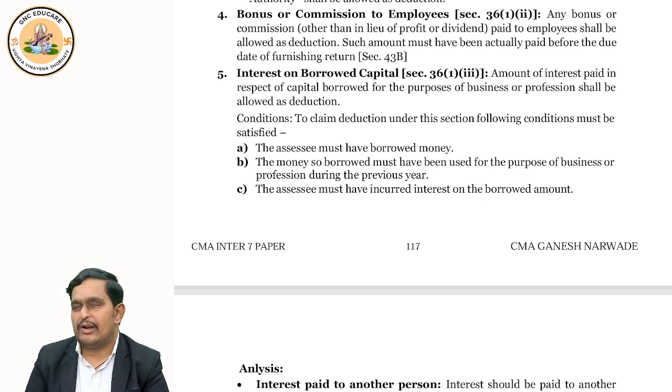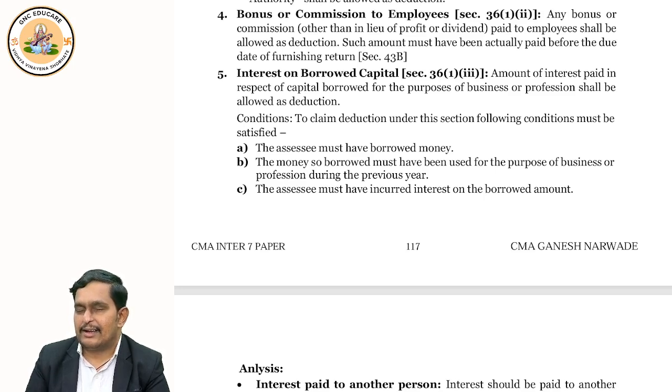You are doing business. So for doing the business, you may need some loan. So you took some loan and you are paying interest on it. That is interest on loan here. Is it allowed as deduction? For that, they said 3 conditions. First thing, you should have taken the loan. Second condition, the loan must be taken for business purpose. And third condition, on that, interest must be accrued. So if you have taken the loan for business on which interest is accrued, then definitely you can claim the deduction.